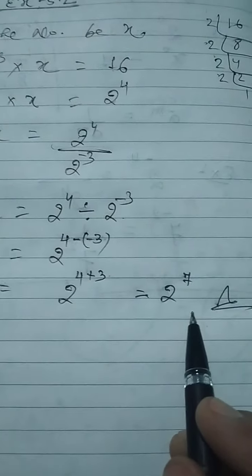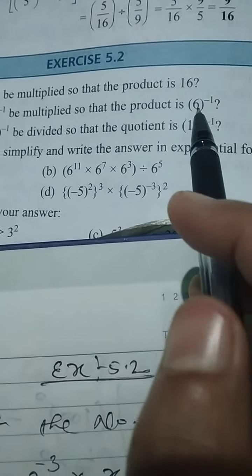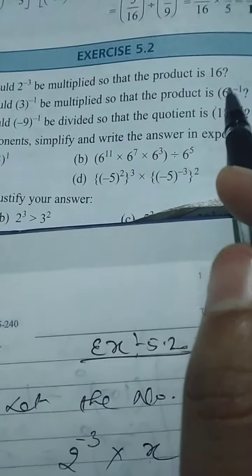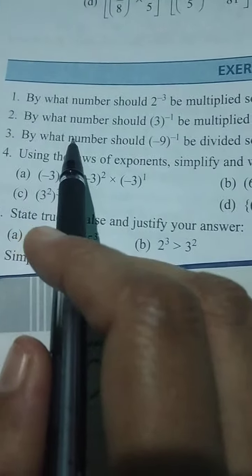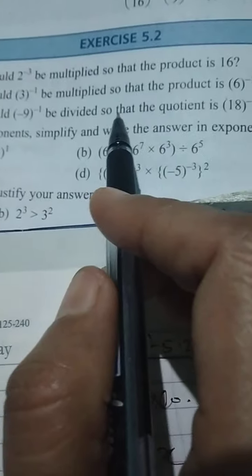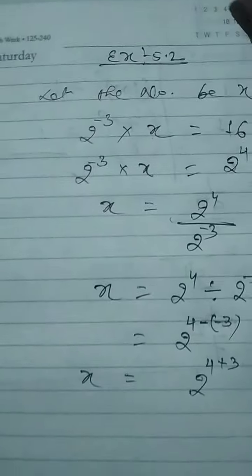Okay. Now question number 2. By what number should 3 to the power minus 1 be multiplied so that the product is equal to this? Shall I leave this for you? Can you do it? Try out. If you will not be able to do it, then I will explain. Question number 3. By what number should minus 9 to the power minus 1 be divided so that the quotient is this? This one is for division. So let's see how to do the division one.